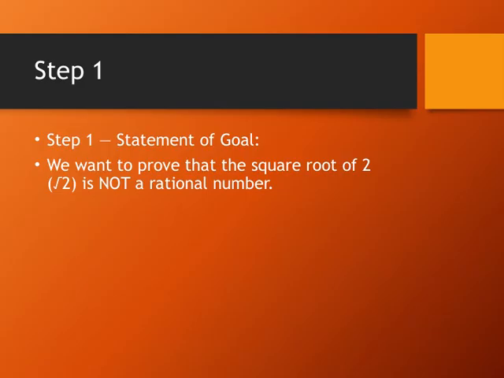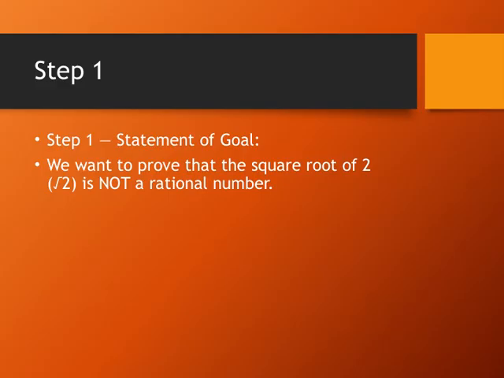All right, so let's dive into step 1 of our proof. Here, we're clearly stating our goal. We want to prove that the square root of 2, which we write as square root 2, is not a rational number. Now, why is this important? Well, establishing whether a number is rational or irrational is fundamental in understanding the nature of real numbers. By setting this goal, we're focusing on showing that square root 2 cannot be expressed as a simple fraction, meaning it cannot be written as a ratio of two integers.